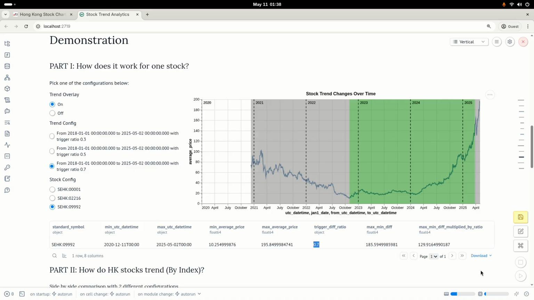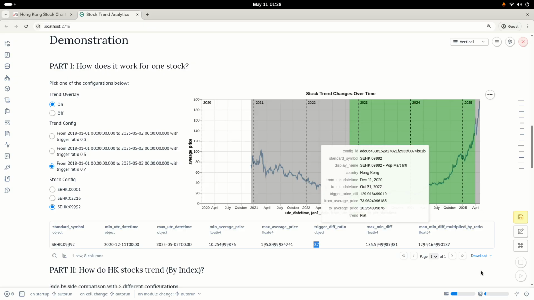And if you go through the whole time series, it will always remember the first point it starts from, and then for each successive point, if the difference is greater than the trigger price difference, then it will mark the whole period as either up or down, and any other periods will be marked as flat. For example, this gray area.